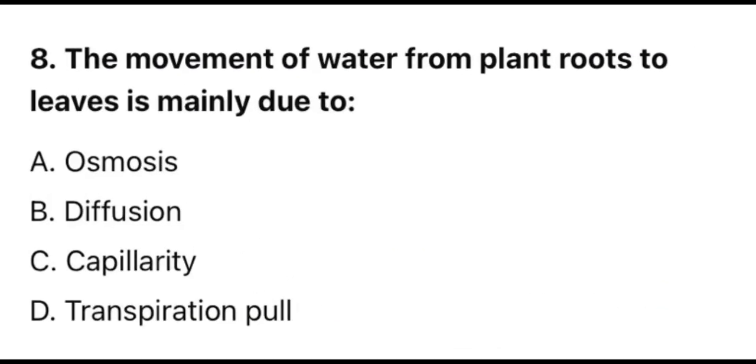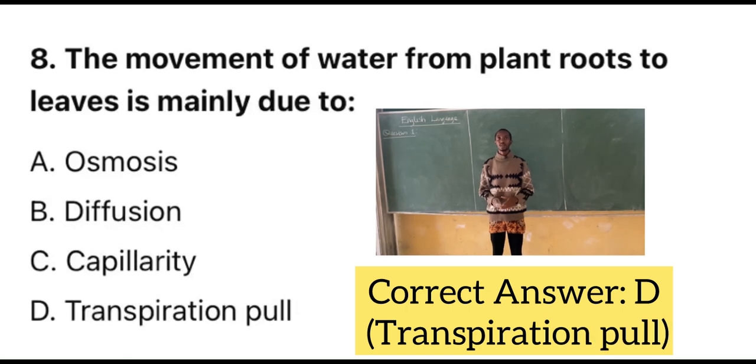Question 8. The movement of water from plant roots to leaves is mainly due to dash. A. Osmosis. B. Diffusion. C. Capillarity. D. Transpiration pull. The correct answer is option D, transpiration pull.